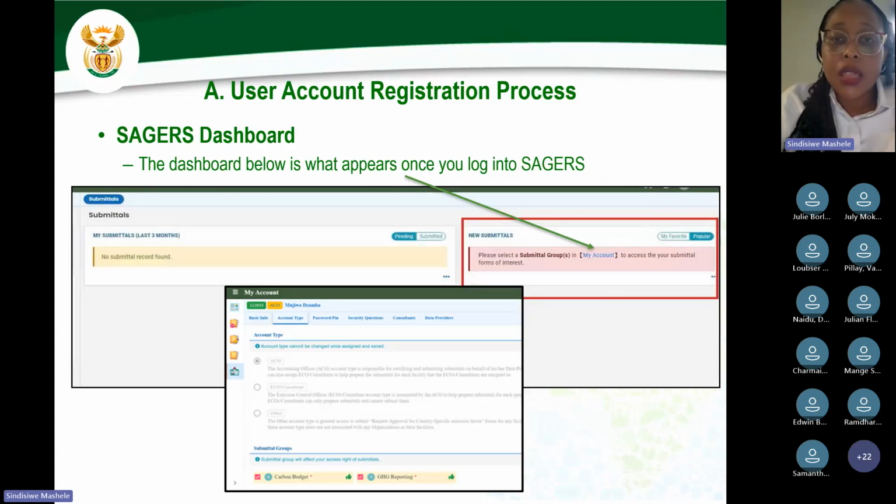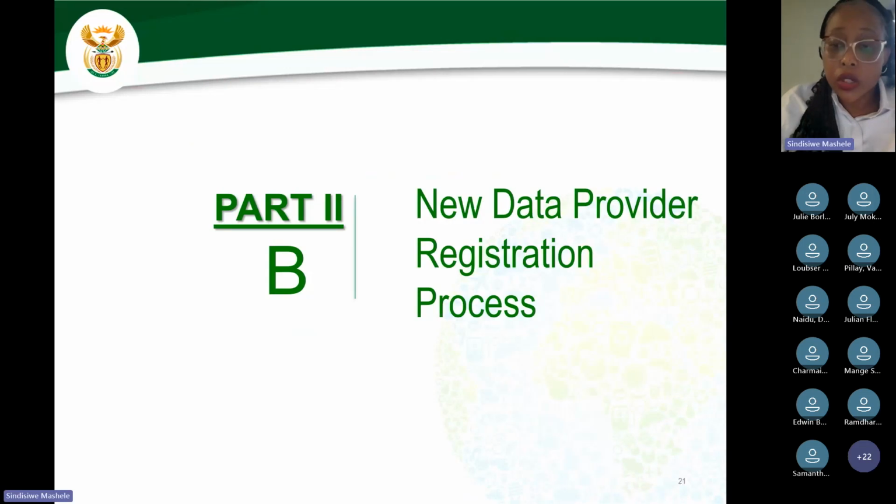This does not mean that the company is registered. So this only covers the registration of the account and the responsible person. So then the second part to registration is the registration of the new data provider. So now I will be taking you through the process of registering as a data provider on the system.